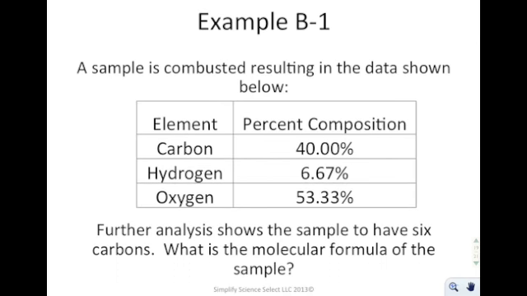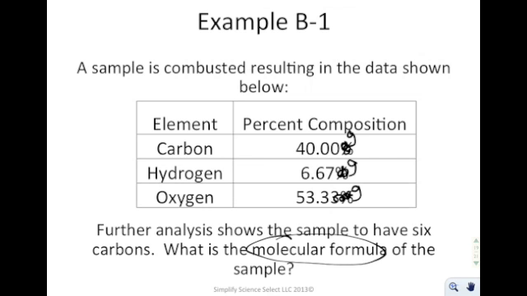The first one says a sample is combusted in the data shown below. You have 40% carbon, 6.67% hydrogen, and 53.3% oxygen. So we need to figure out what the empirical formula is based on that. Eventually we want to get the molecular formula, but we'll talk about that in just a minute. The first thing we need to do is realize that these are not percentages. These are grams.